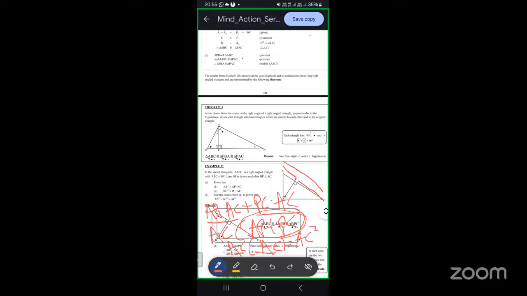Then now I have proved that AC squared is equal to AB squared, that was equal to this part, and then plus BC squared, that was equal to this part. Then you are done, just like that.